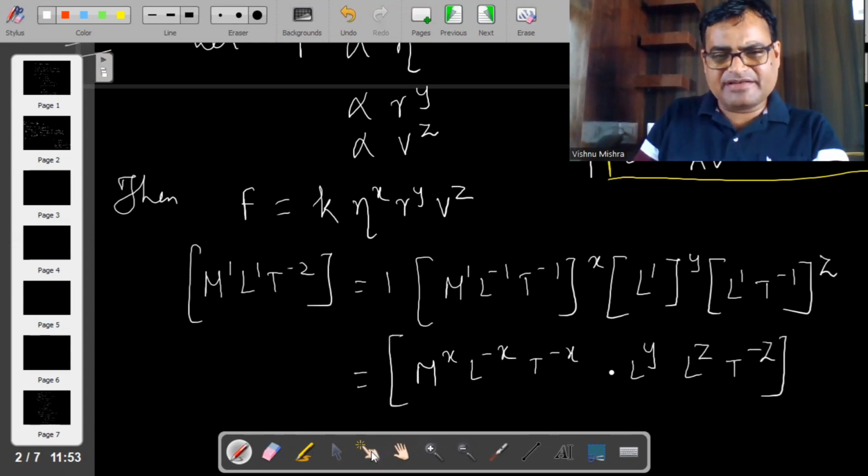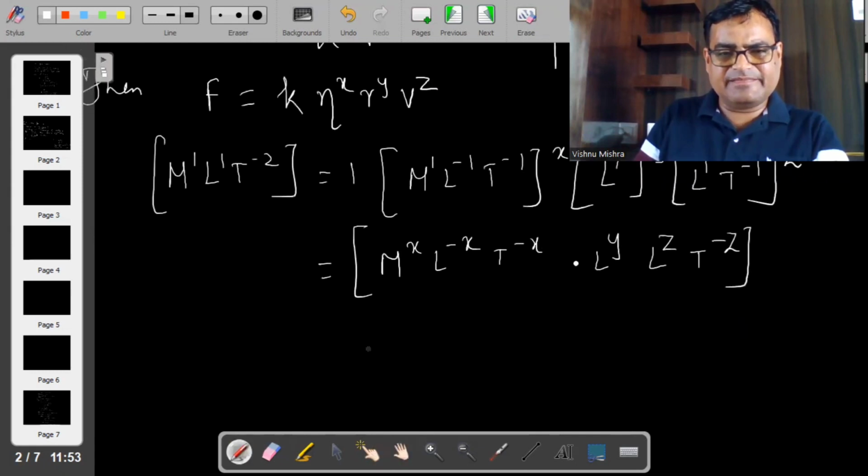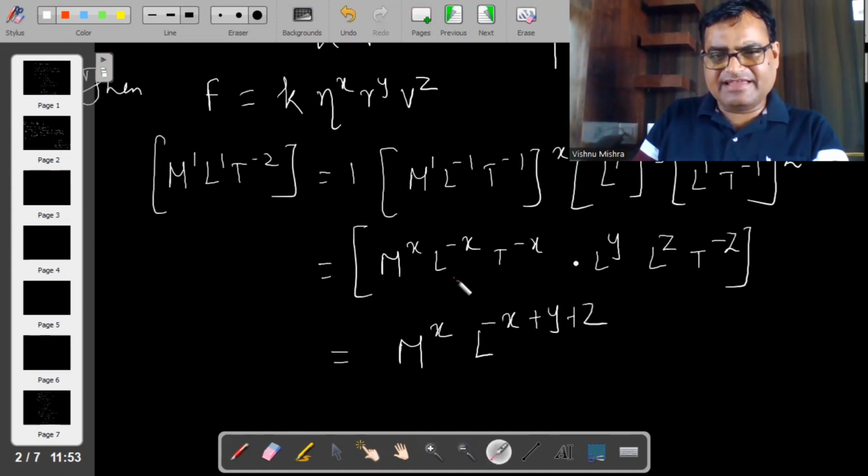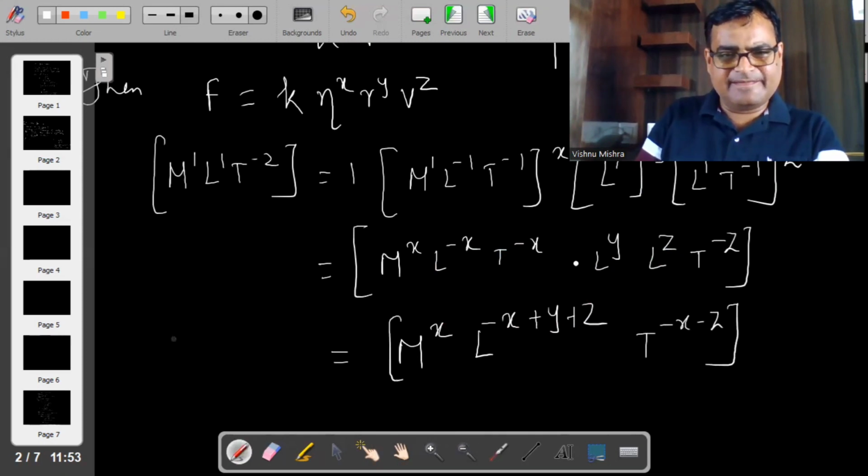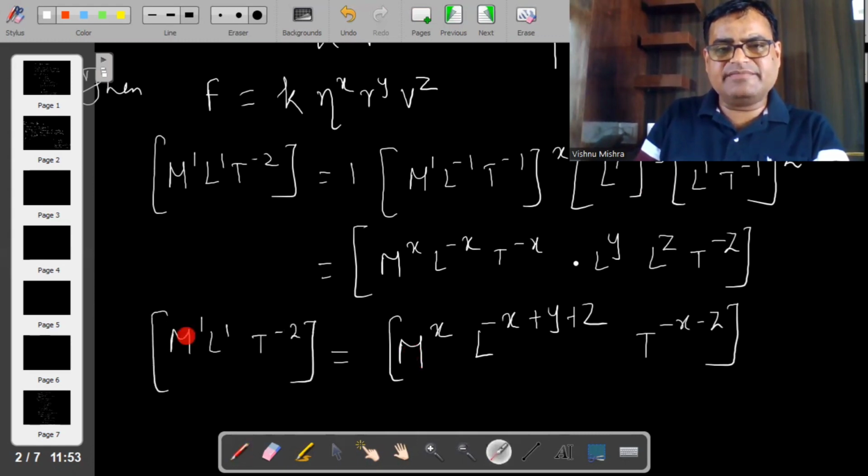Now collect the powers of mass, length and time. The power of M is x. The power of L is minus x plus y plus z, since L appears in all three. Now the power of T is minus x minus z. On the left side this is M^1 L^1 T^-2. Now equate M with M, L with L, and T with T.